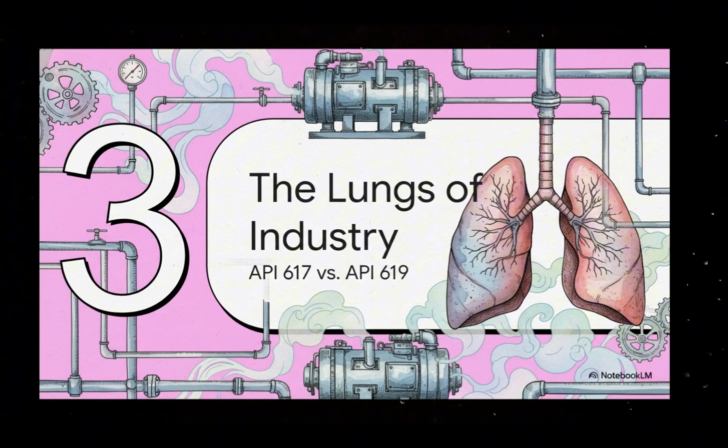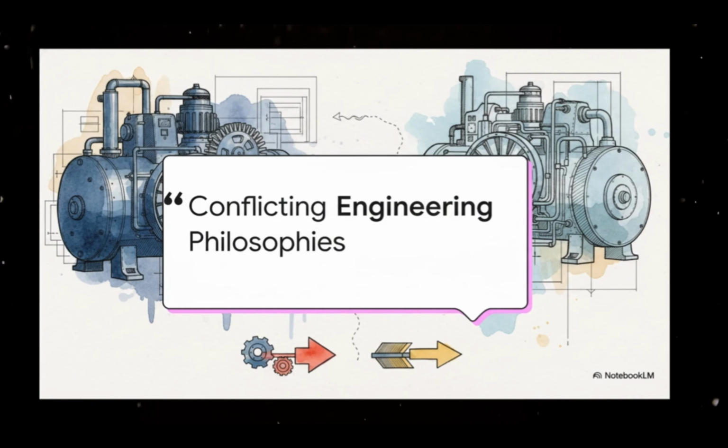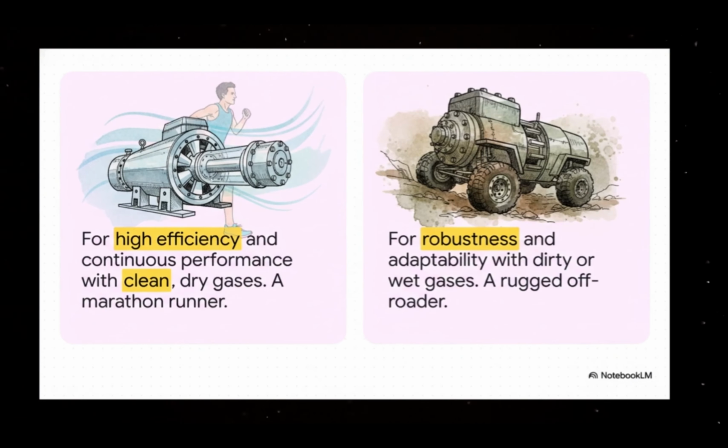Okay, so we've covered the heart. Now let's talk about the lungs of industry, compressors. We're looking at API 617 versus 619. These are the machines that handle all the gases in the facility. And what's really fascinating here is that compressors aren't a one-size-fits-all kind of deal. They actually represent what one source called conflicting engineering philosophies. You're basically choosing between two totally different ways to get the job done. And this is that classic engineering trade-off in a nutshell. You've got your API 617 centrifugal compressor. Think of this one as a sleek marathon runner. It's all about high efficiency and top.